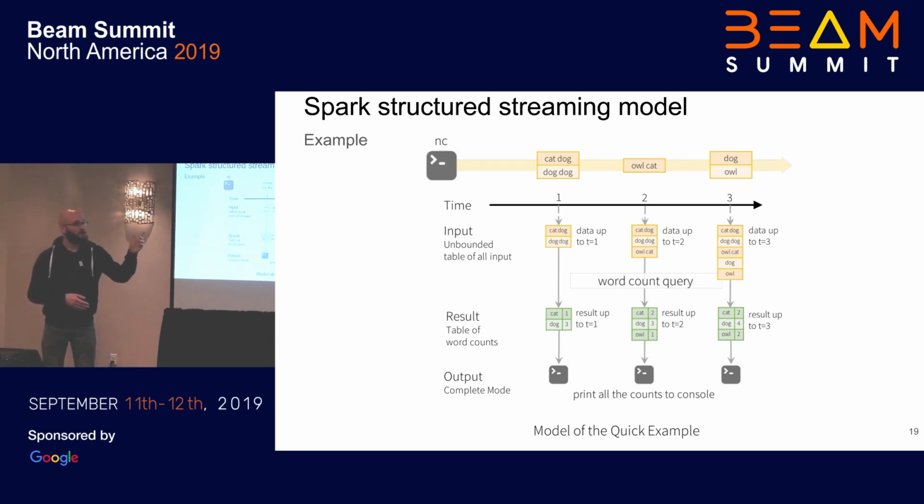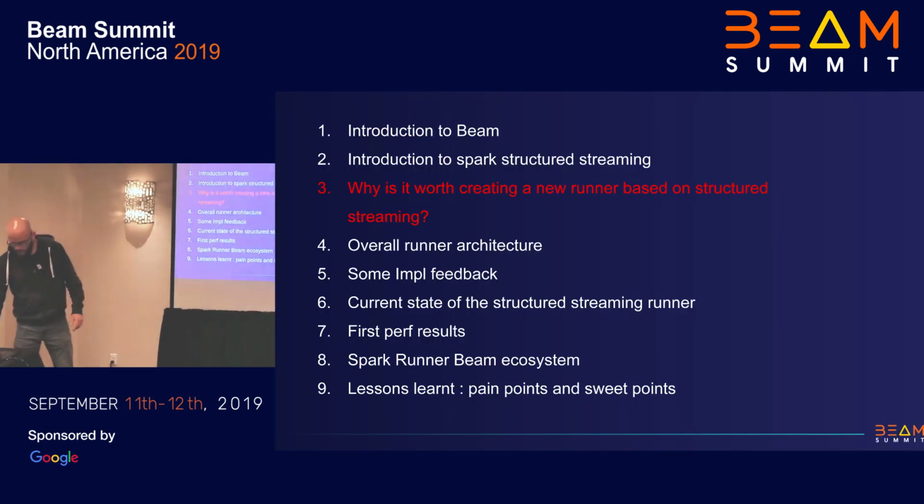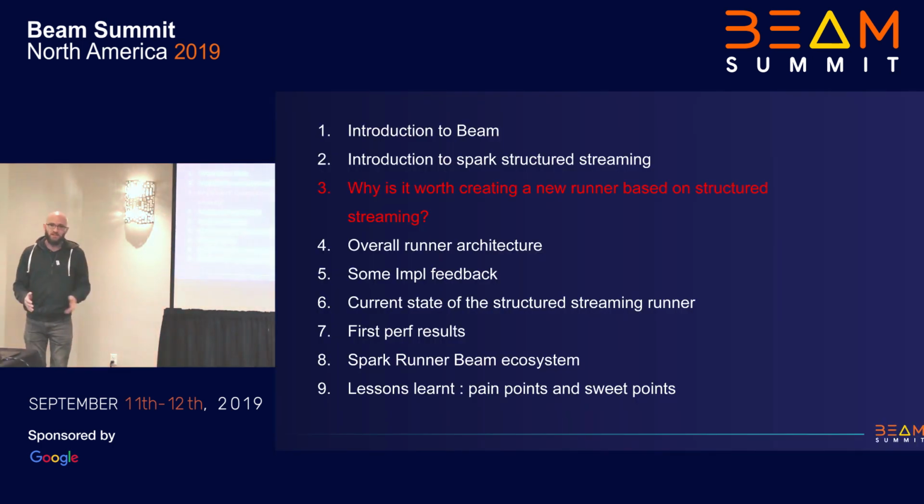If you receive between time 1 and time 2 two more words, owl and cat, then they will be appended to the unbounded table. The query will be incrementally executed. So cat is now 2 occurrences, dog is now 3, owl is now 1. And then when the trigger fires at time 2, you will have the output corresponding to the result table. So that's it for the introduction.